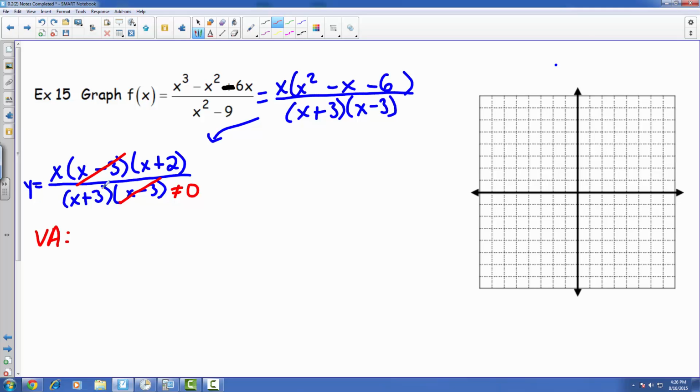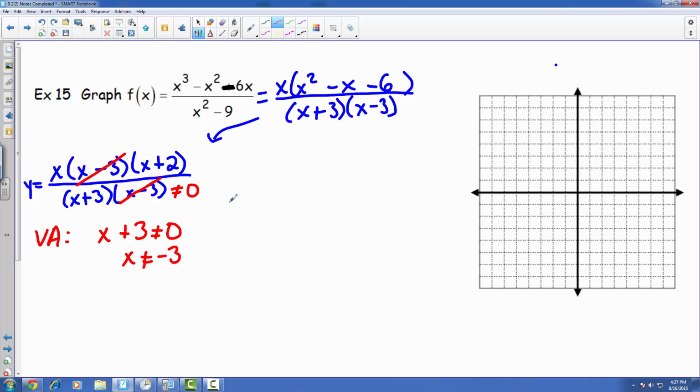Now the only one that we're going to determine for the VA is actually the one that didn't cancel. So this x plus 3 is not equal to 0. If it ended up canceling, it actually now becomes our hole. So then just solving this, by subtracting this 3 from both sides, we end up with x is not equal to negative 3. We should see the VA occurring right there.